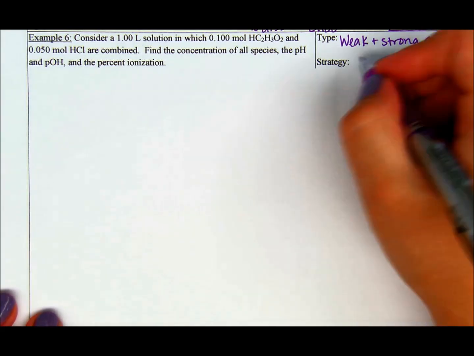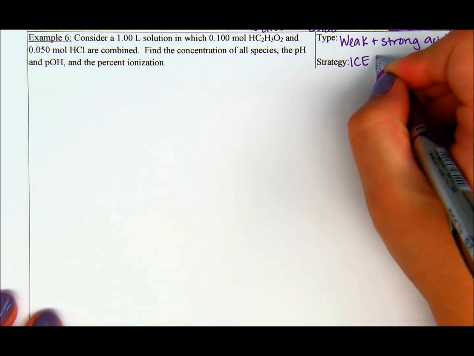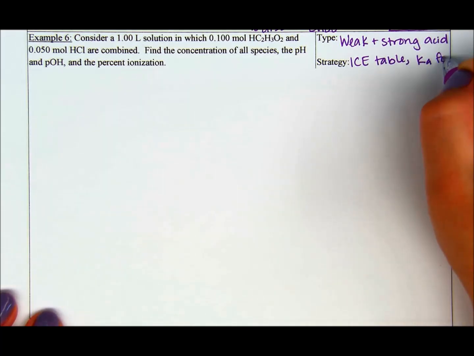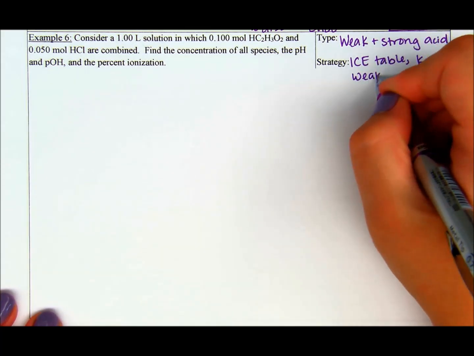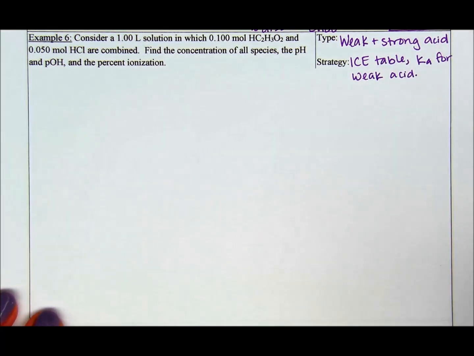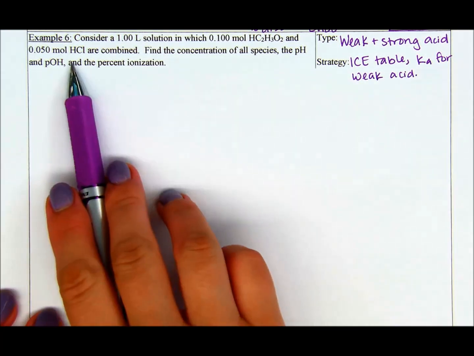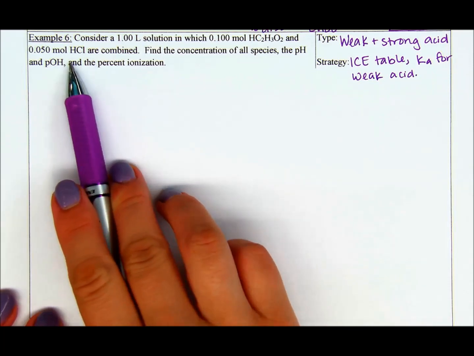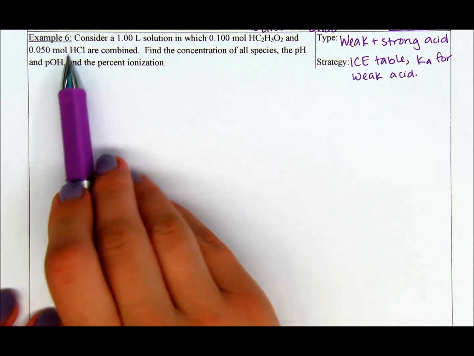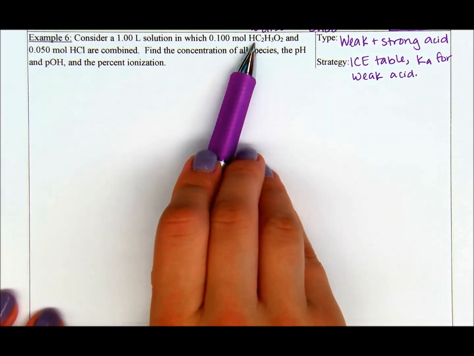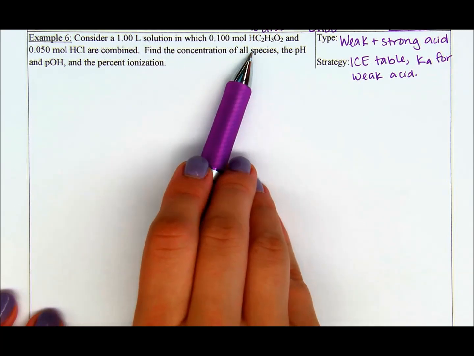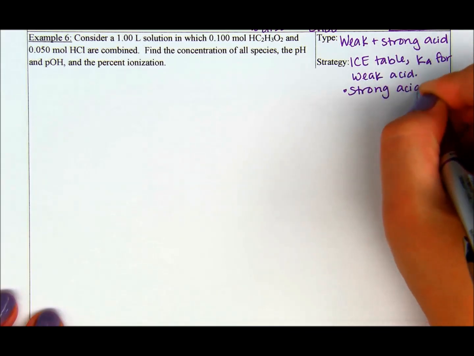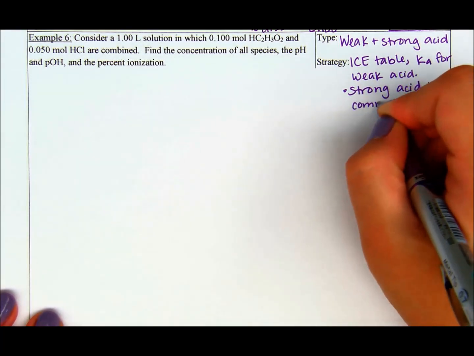So what are we going to do? We're going to do an ICE table, ICE box. And then we're going to use the Ka for the weak acid. Now the strong acid is going to dissociate 100% into H plus and Cl minus. So it turns out that you're going to also have a common ion effect happening here. Because you have this H plus and you already have an H plus in the products over here, that hydrogen ion is now going to be a common ion. So the strong acid is a common ion.